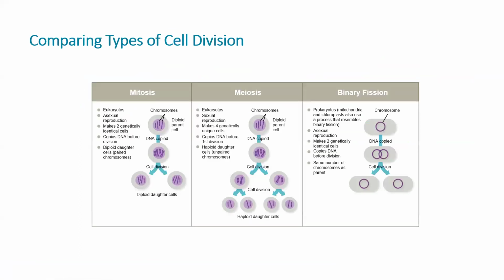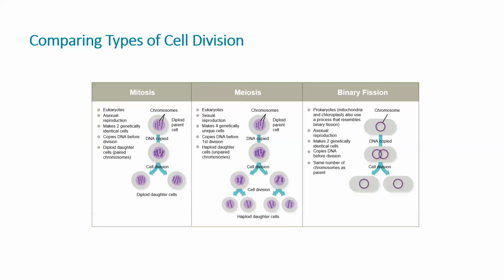And so here's a little explanation of what's happening in these different types of division that we've talked about. We've got our mitosis, meiosis, and binary fission. Mitosis and meiosis are eukaryotic processes, while binary fission is our prokaryotic process. And it also happens in mitochondria and chloroplasts, or at least something that's very similar to binary fission.